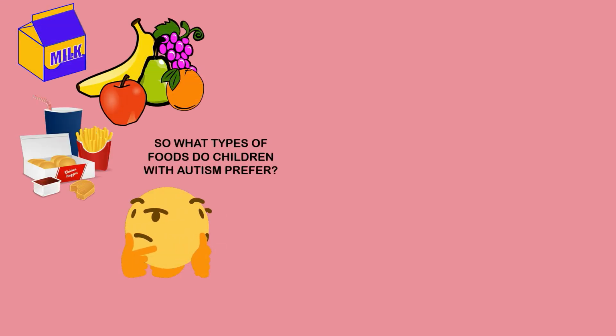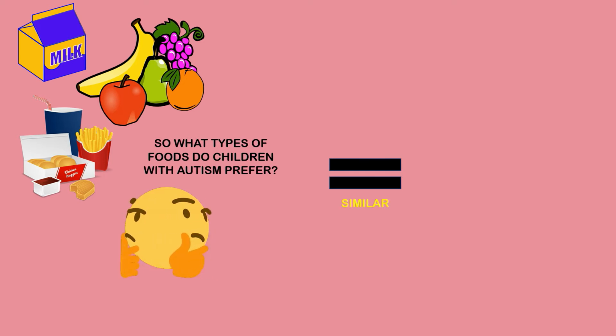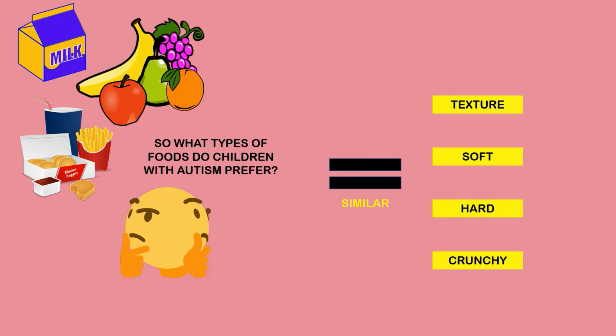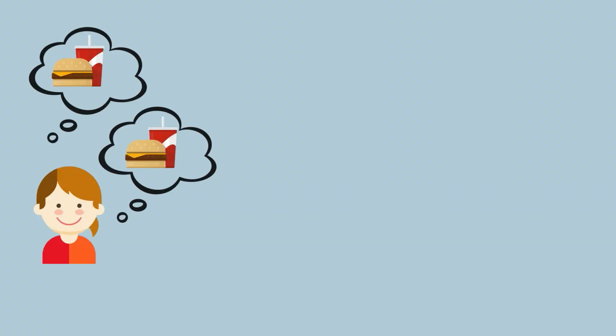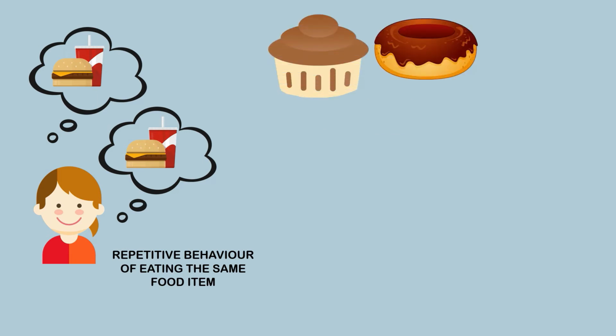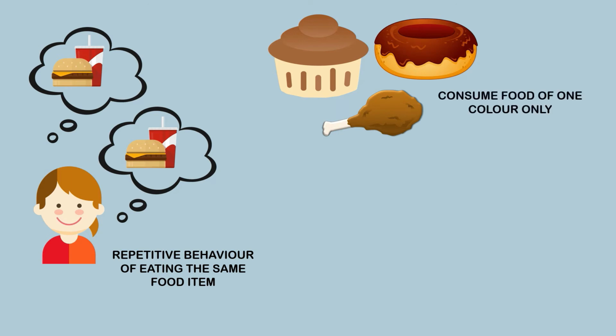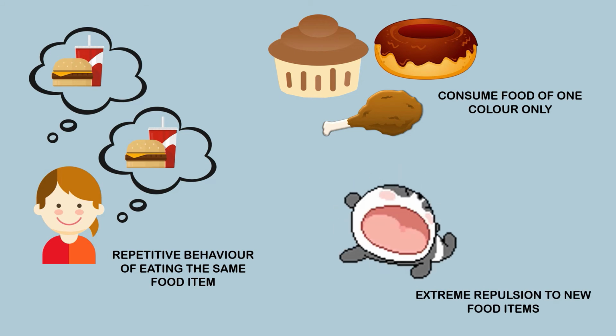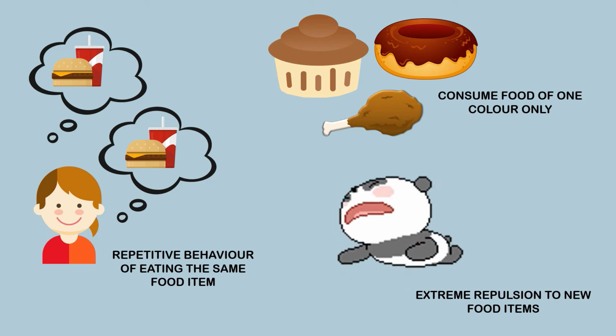So, what types of food do ASD kids prefer? There is significant research that suggests a majority of ASD kids prefer food with a similar texture, be it all soft or hard or crunchy. Eating habits are variable in autism, but the most common ones experienced are repetitive behavior of eating the same food item every day at the same time. Some children will only consume food of one color and express an extreme repulsion towards a new food item.